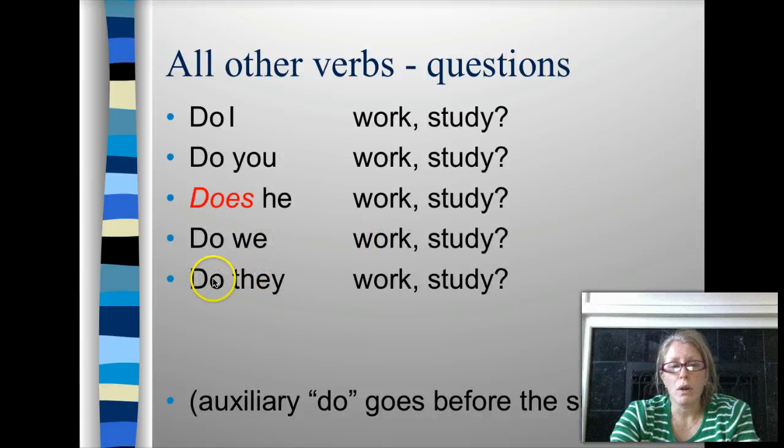So we'll look more throughout the semester at auxiliary placement in your sentence. But in general, your auxiliary in a question goes before the subject.